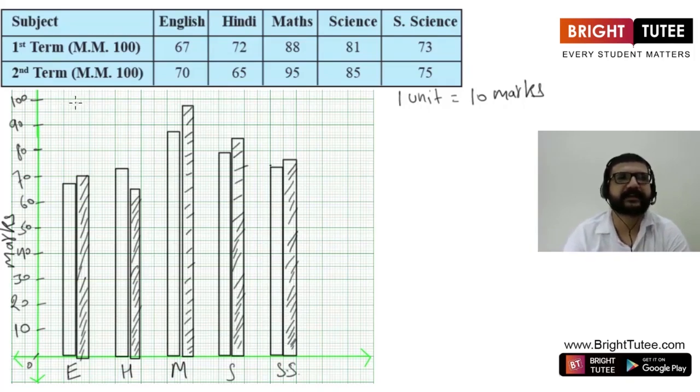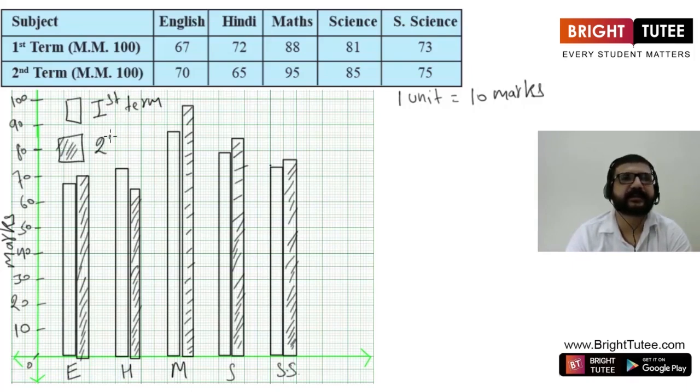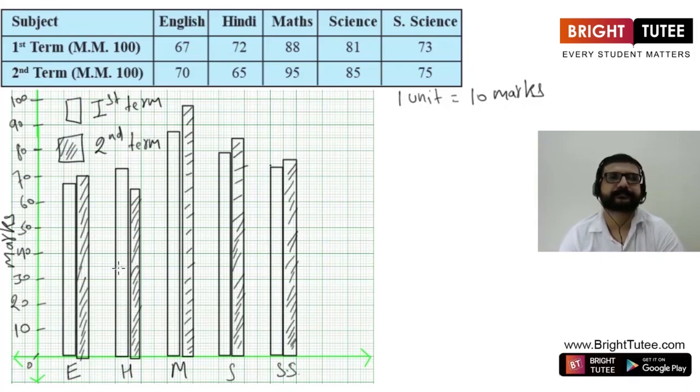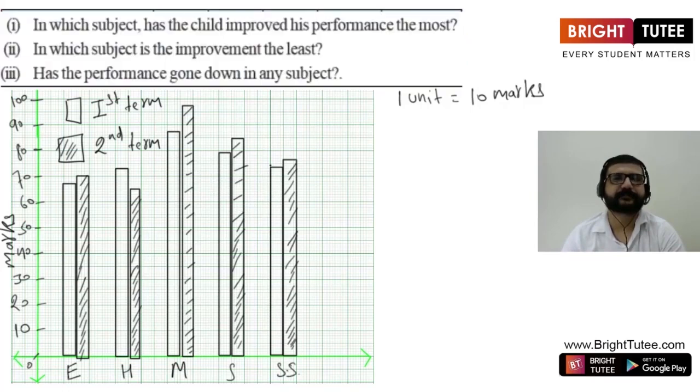Now we will write it here. This empty box is representing first term, and the shaded box is representing second term. So this is how we have drawn a bar graph for the given data. Now based on this bar graph, we have to answer a few questions.